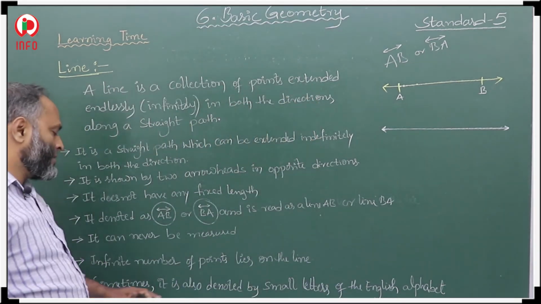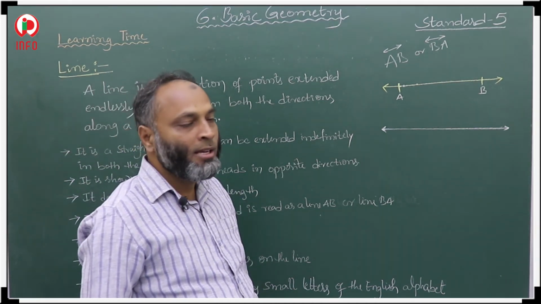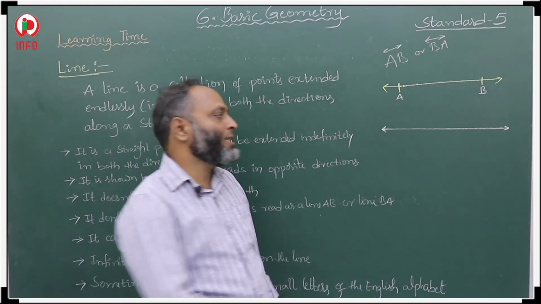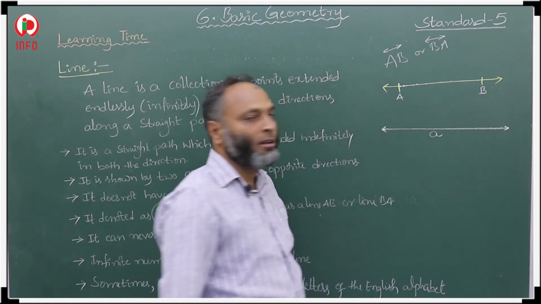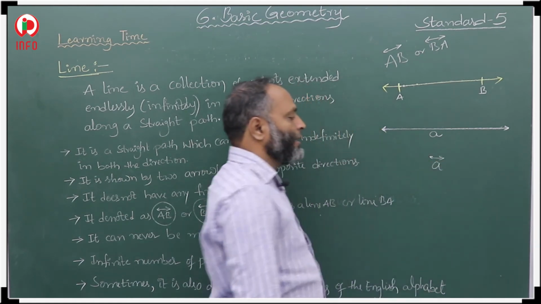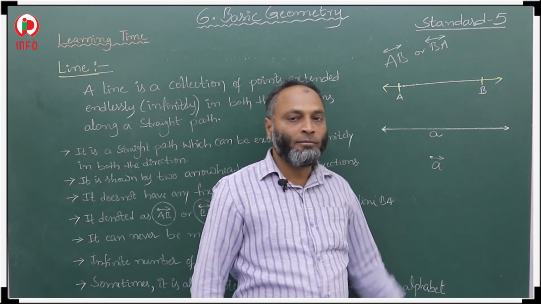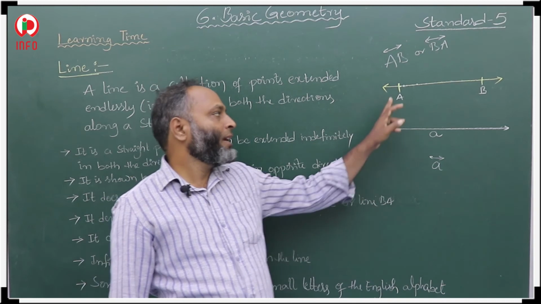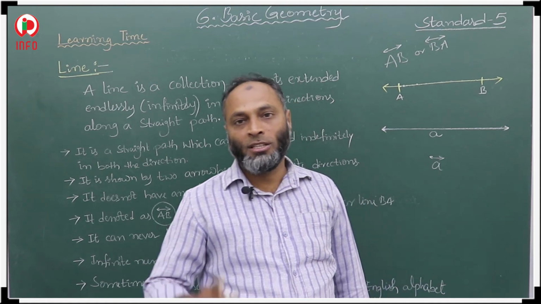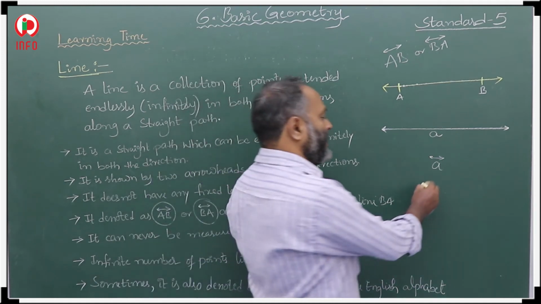Next, sometimes a line is also denoted by small letters of the English alphabet. Suppose this is a line, then how to represent it? This is small letter a, line a. We can represent a line like this. If a small letter is used, you take a single letter to represent the line. Using capital letters, you have to take two capital letters to represent a line. So when you want to use small letters, only one small letter is enough to represent a line. So, line p, it's small p.